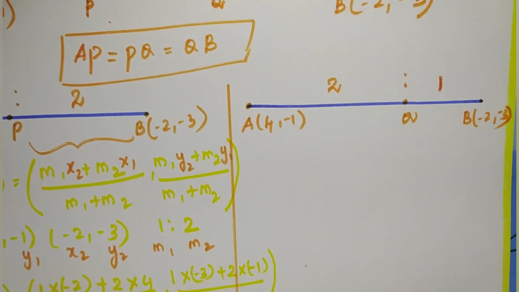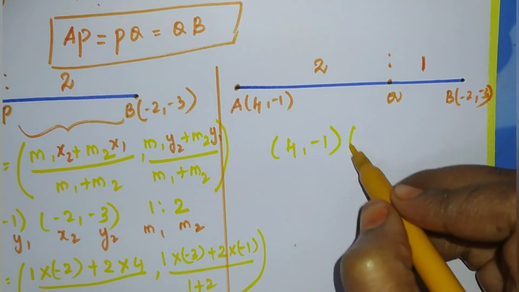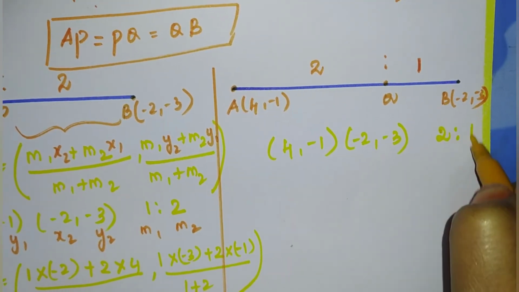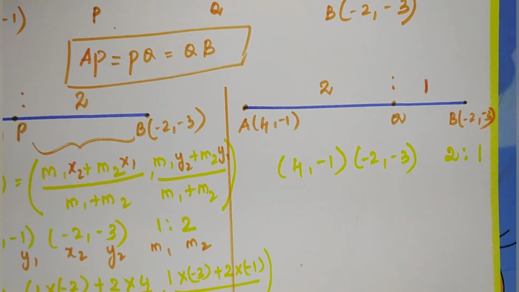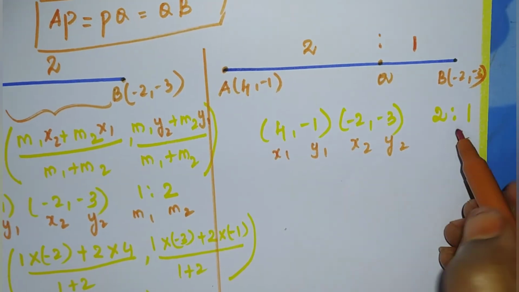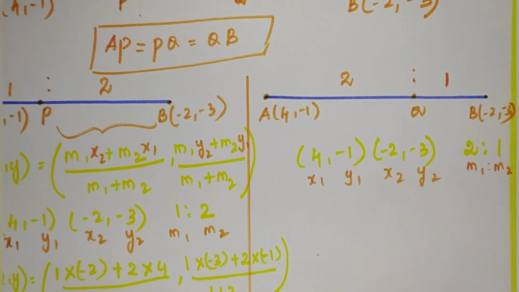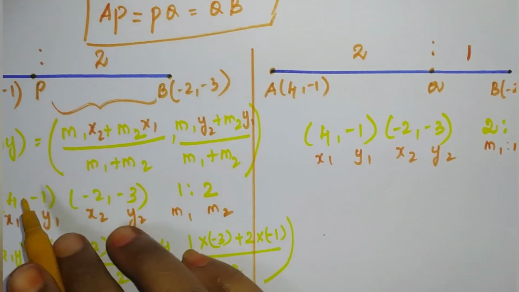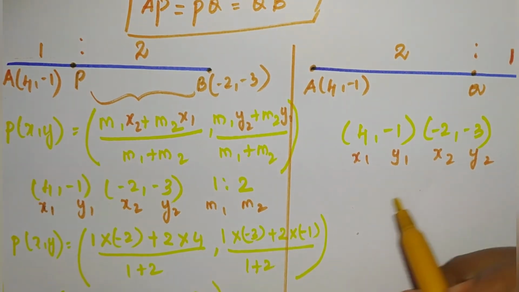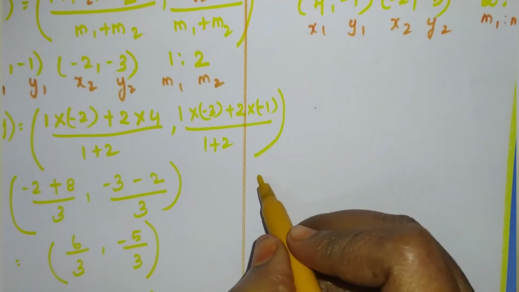So first write the points 4 comma minus 1, then minus 2 comma minus 3. The ratio is 2:1. x1 y1, x2 y2, m1 is to m2. Clear children? So now write the formula. I already wrote it. Okay, so I'm not going to write it again, I'm just going to apply it in the formula. The point Q only we are going to find.